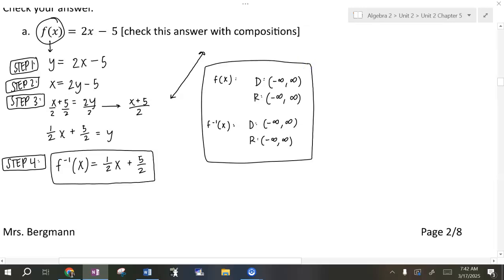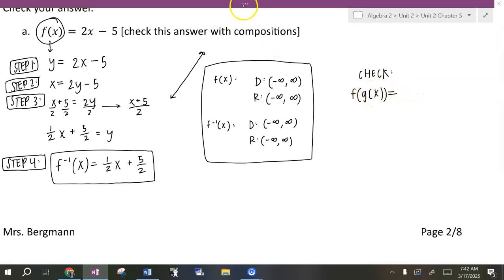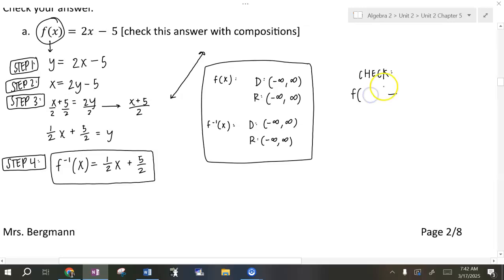In the instructions, it said to check this answer with compositions. So let's go ahead and do that now. In order to check your answer with compositions, here's what it's going to look like. You're going to do f of g of x first. So this should give us a good review of our goal 1. Sorry, instead of f of g of x, we're going to do f of f inverse of x. So we're taking our f inverse, which is, we're going to use this format x plus 5 over 2, and we're plugging it into the original function.